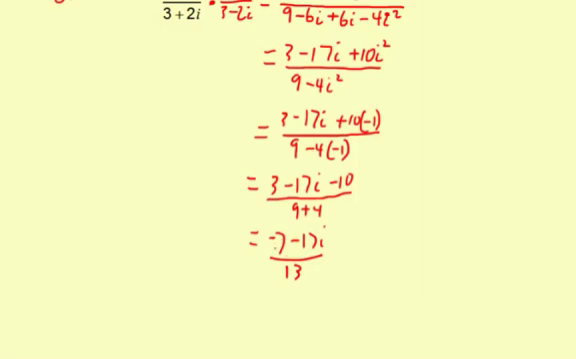Now finally, we're going to be able to write this in standard form. So what we're going to have to do is split this up into two fractions. We're going to have negative 7/13, and then minus 17/13 i. So now this is in standard form. We have an a plus bi situation, and this is your answer.